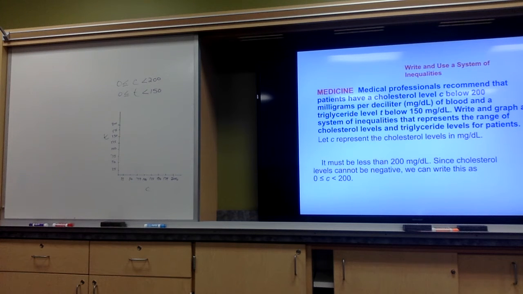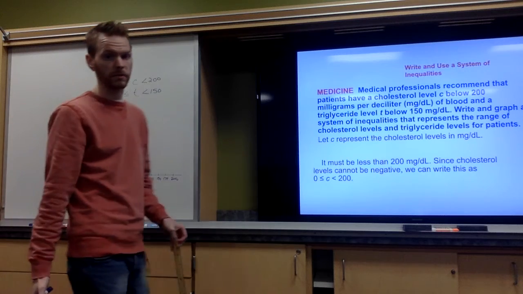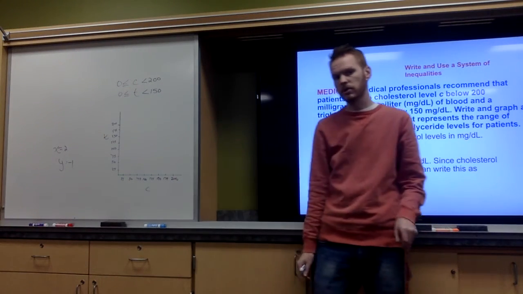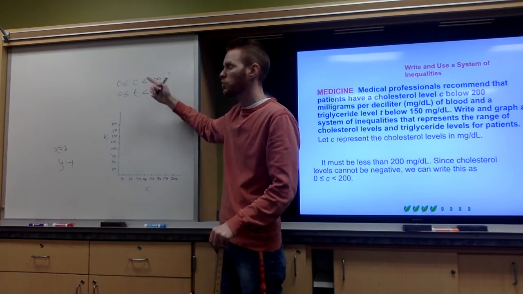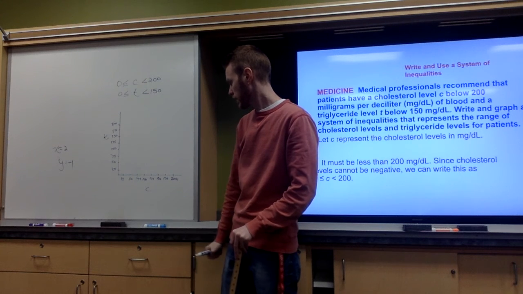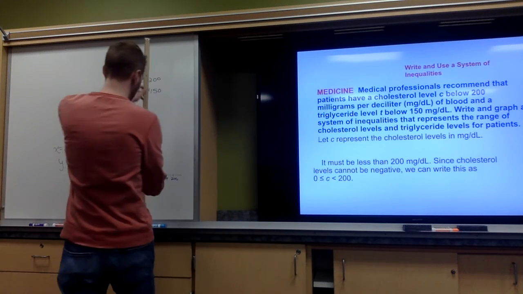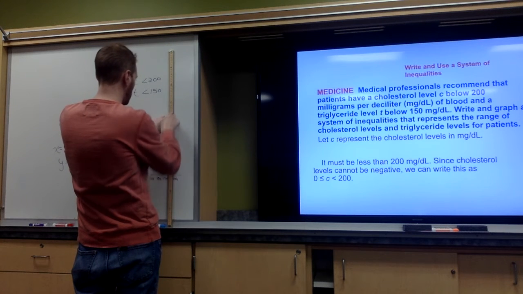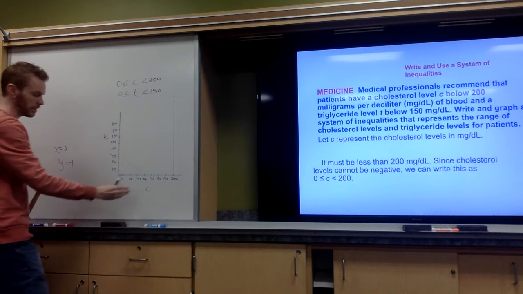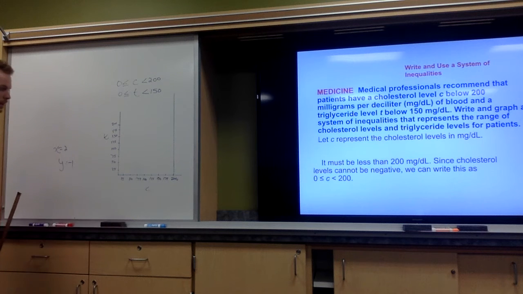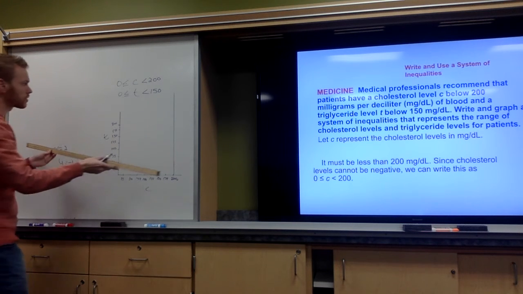Alrighty. Now, what is this going to look like? Well, let me ask you this. When you had graphs that gave you x is 2 and y was -1, we were talking about horizontal or vertical lines, right? Very similar to this here. So if I have C equals 200, my cholesterol is on the x-axis. So if it's 200, then I'm going to draw a nice vertical line right here at 200. That's telling me that I can't go any further in this direction. It's like a stopper.